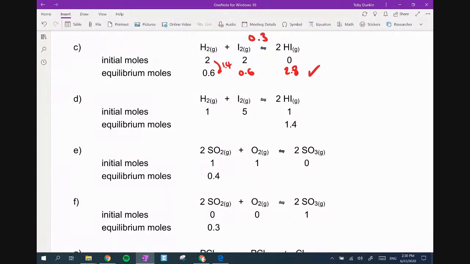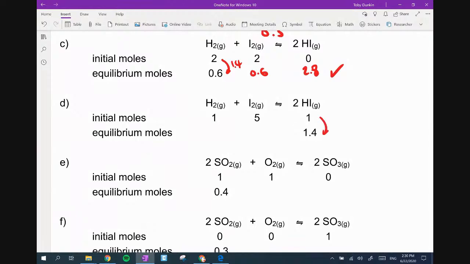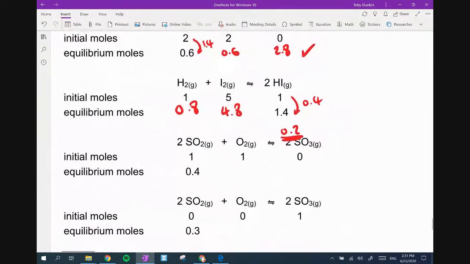Did I make a mistake? This one's gone up by 0.4, but that's 2x. So x is 0.2. Nope, okay, good. X is 0.2. This is going to decrease by that, so that's going to end up at 4.8. And this is going to end up at 0.8. Tick it if you got them.